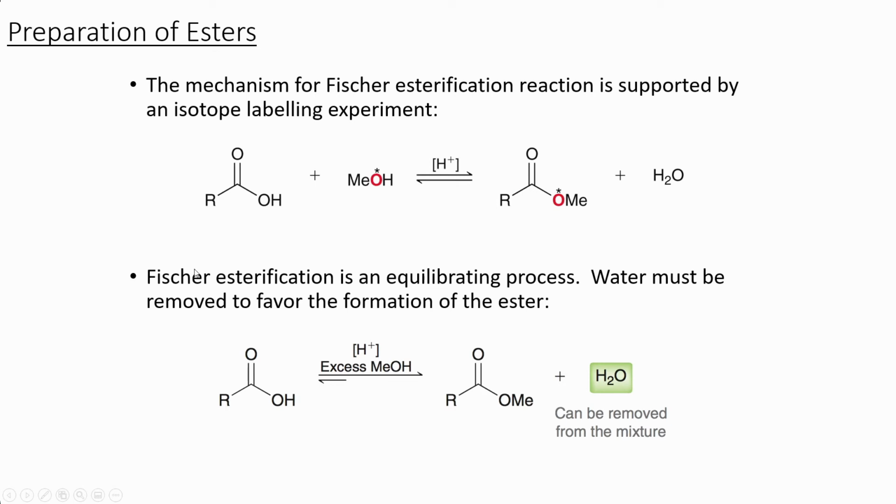This mechanism can be supported through an isotopic label experiment where we take an oxygen and convert it to oxygen-18, and the oxygen on the methanol will show up as the oxygen attached to the methyl group in the ester product. All of the steps in this mechanism are equilibrium processes, and most of them are proton transfer processes. So this means that we can push the equilibrium by adding extra water to one side of the reaction and convert it back to the carboxylic acid. If we want to form the methyl ester, then we want to add excess methanol, and it's also helpful to remove the water as the reaction proceeds.